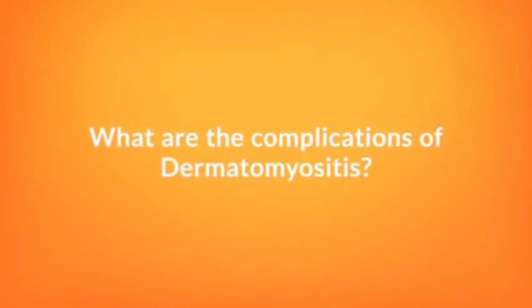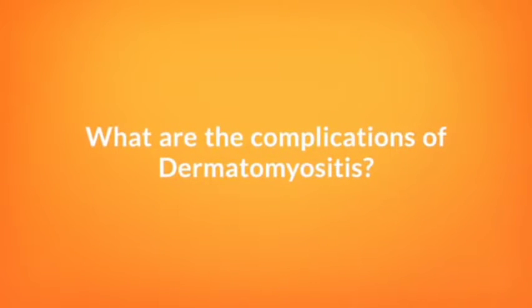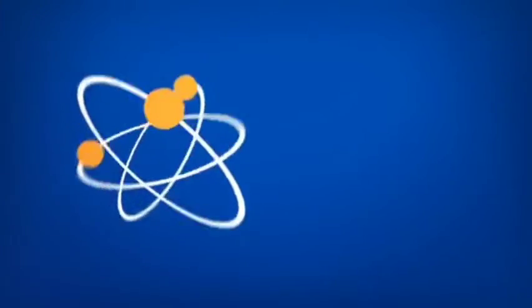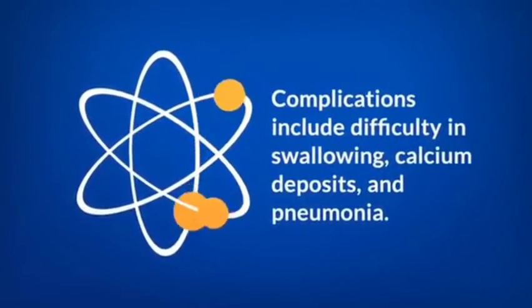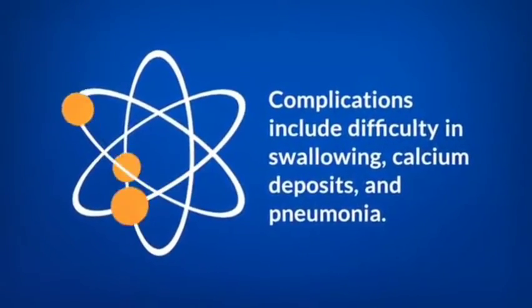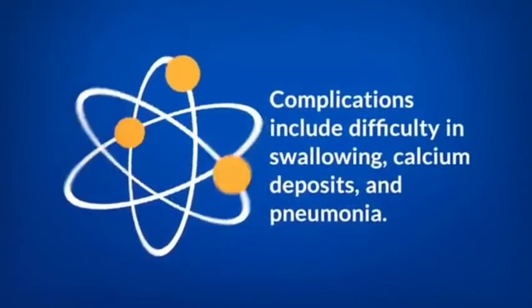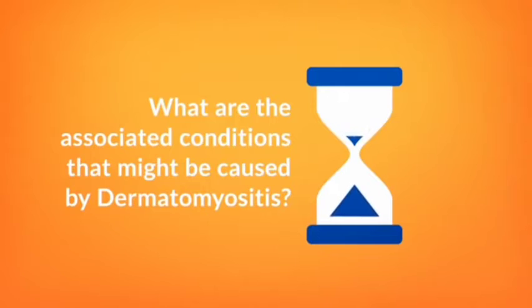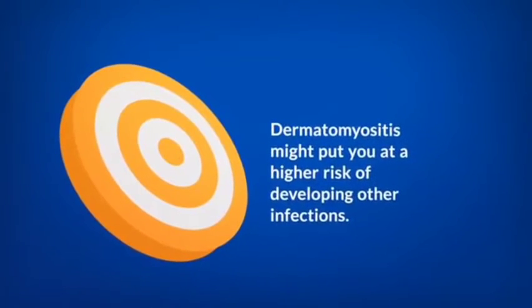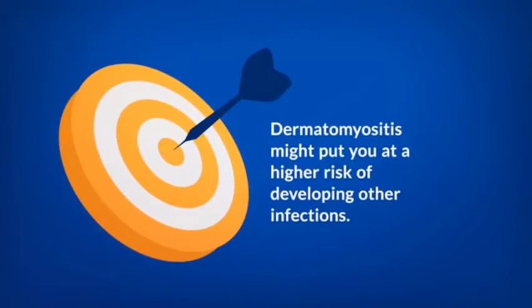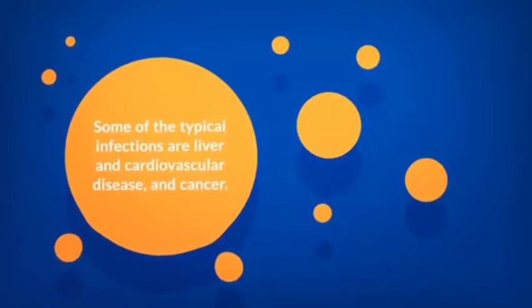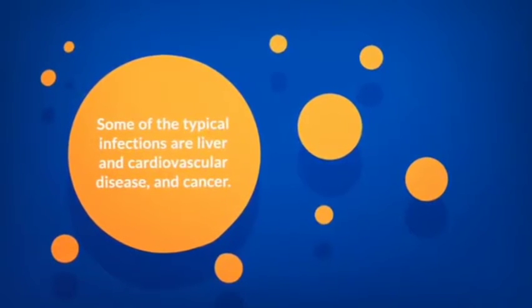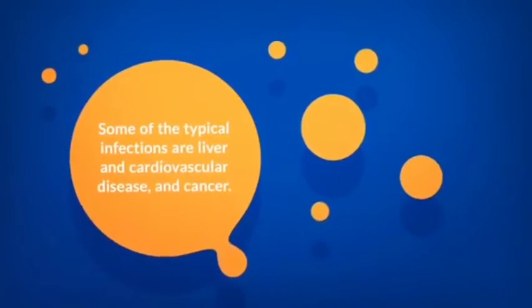What are the complications of dermatomyositis? Complications include difficulty in swallowing, calcium deposits, and pneumonia. What are the associated conditions that might be caused by dermatomyositis? Dermatomyositis might put you at a higher risk of developing infections. Some of the typical associated conditions are liver and cardiovascular disease and cancer.